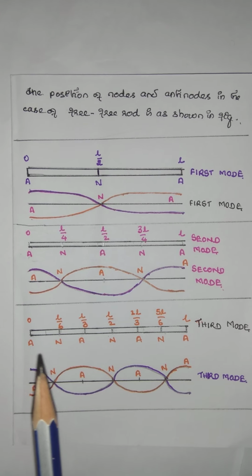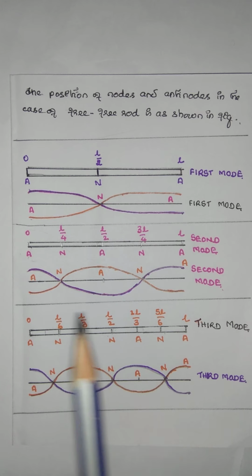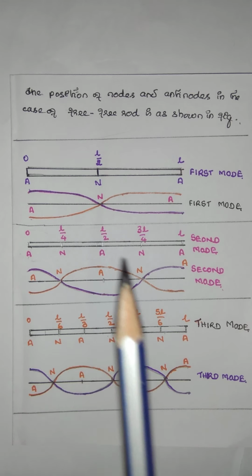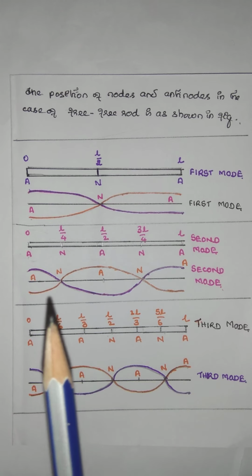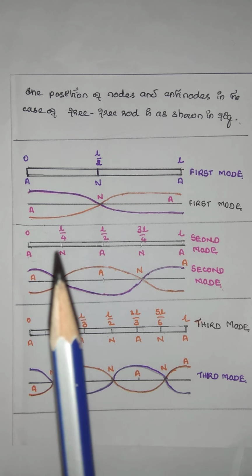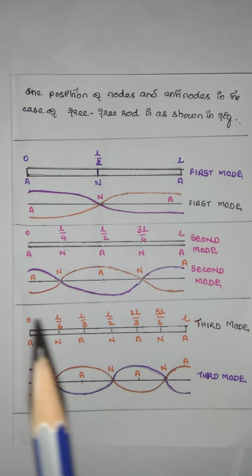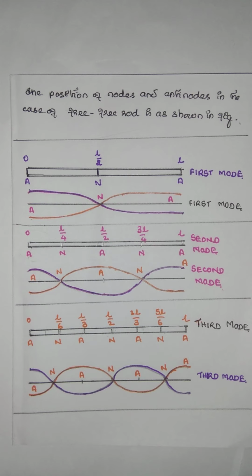Here the antinodes are formed at distances x equal to 0, l/2 and l, and nodes are formed at distances x equal to l/4 and 3l/4. These are the second mode of vibrations.